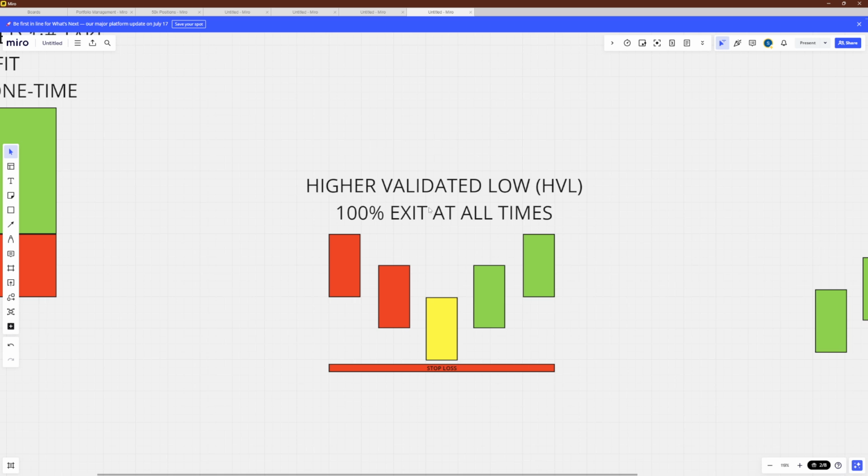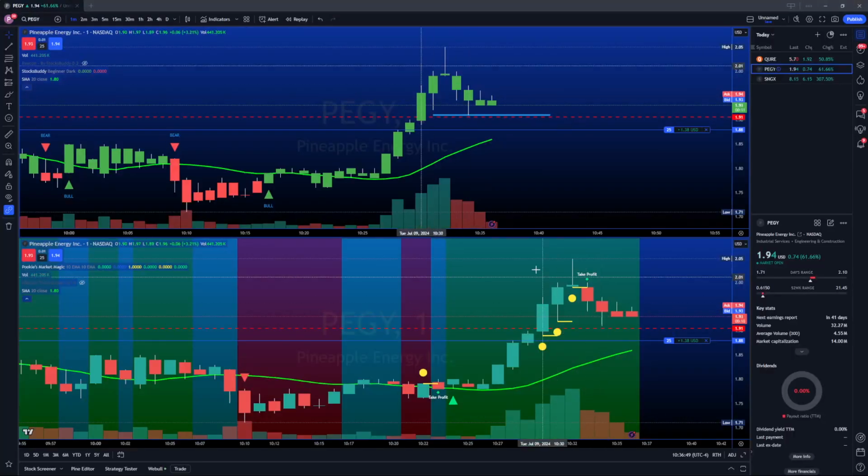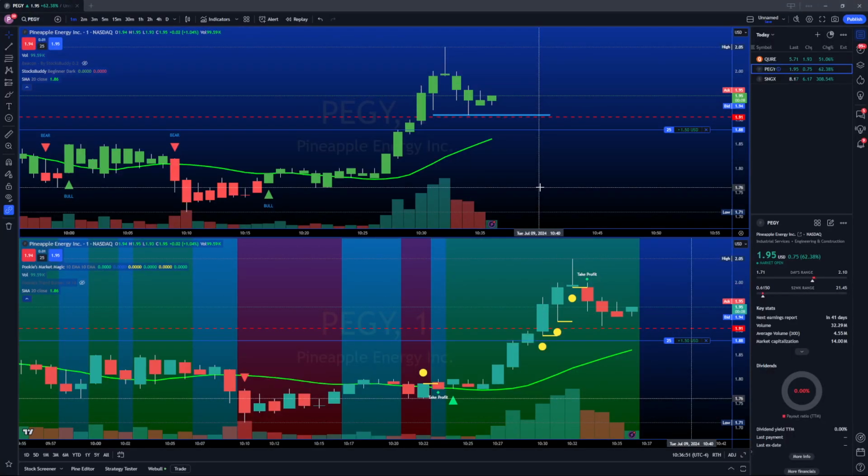But I'm always going to have that 100% exit on a hard stop loss, and it's going to stay right underneath every validated low that's higher than the one that I entered on. And it's just going to keep going up and up and up. Every time there's a validated higher low, I'm going to move that stop loss up. As soon as there's a lower low, no matter what, if it breaks below the stop loss, I'm out. 100%, no questions asked, no hesitation. Okay? And I'll show you some examples of that here in a second.